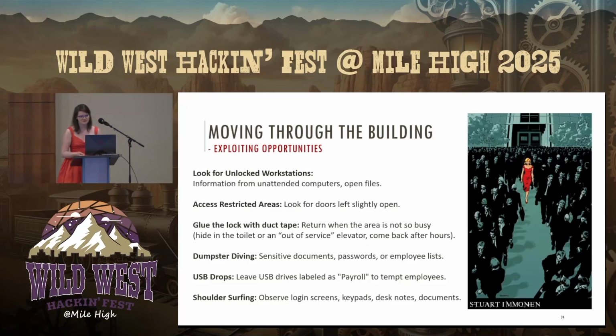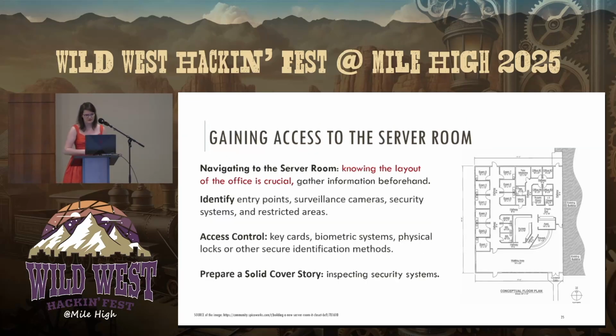So you can take pictures of it for future reporting. Gaining access to the server room: you have to know the layout of the office at first. If you want to go anywhere, I'm very bad with directions, so I for sure would have to know where I'm going. So you have to gather information beforehand, and you have to identify entry points, surveillance cameras, security systems, and restricted areas to create a path that will help you approach your target without detection.